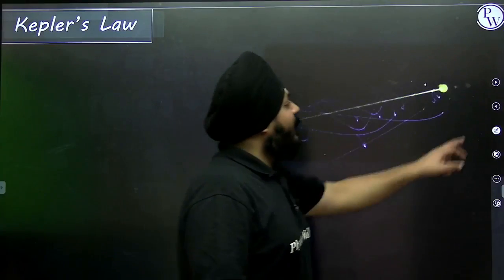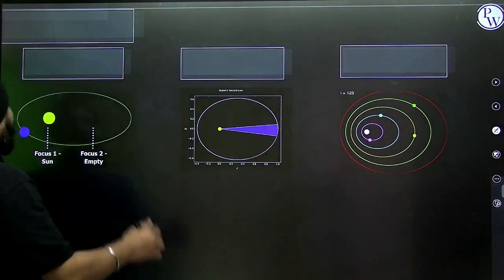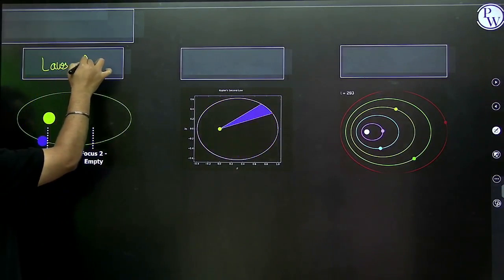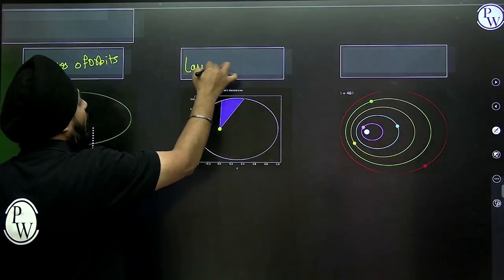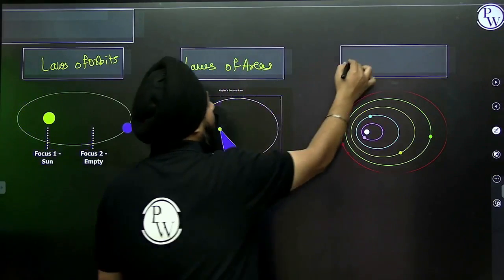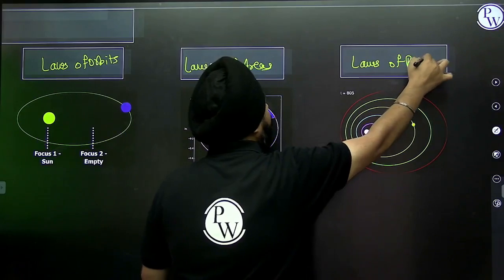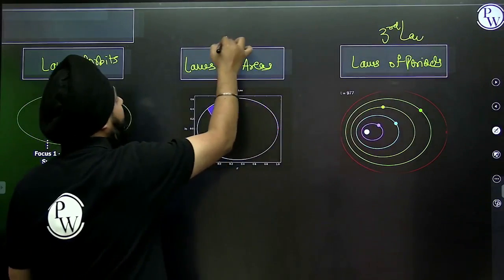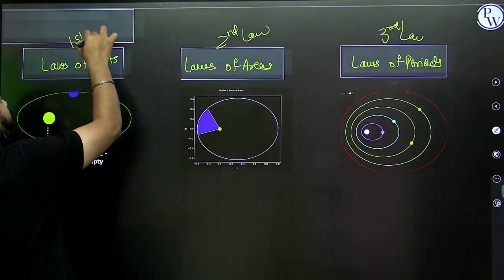So there are three laws of Kepler. Kepler's first law is also known as the law of orbits. The second law is the law of areas. And the third law is the law of periods. This is the third law, this is the second law, and this is Kepler's first law.